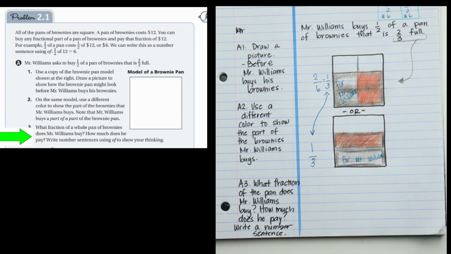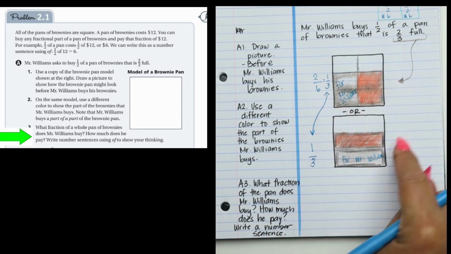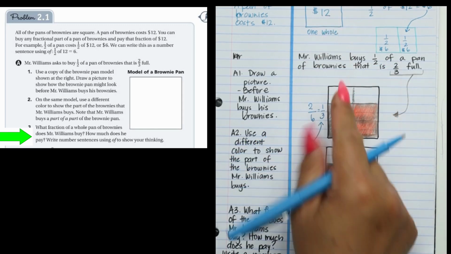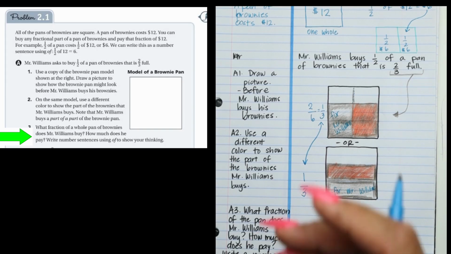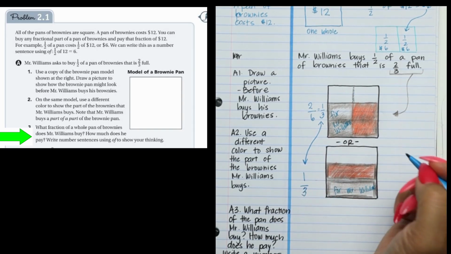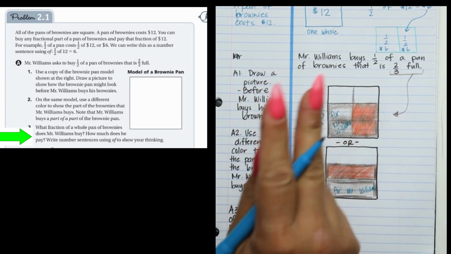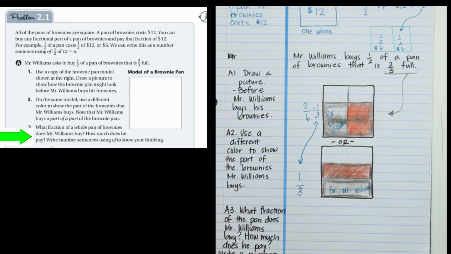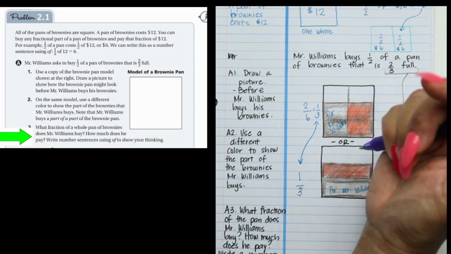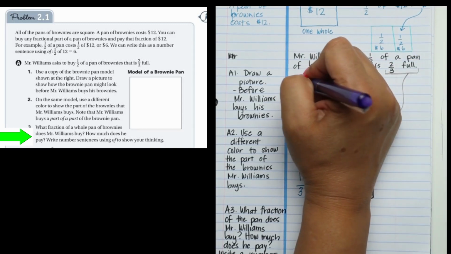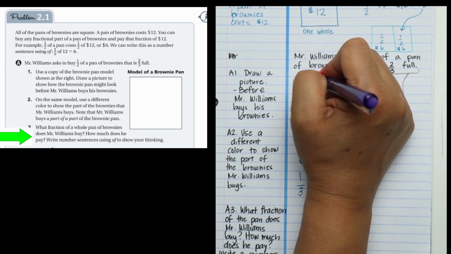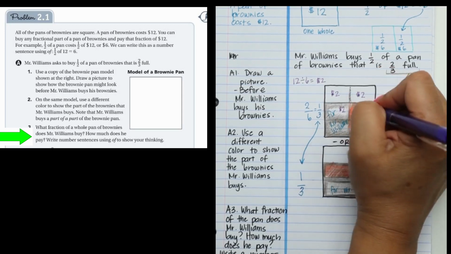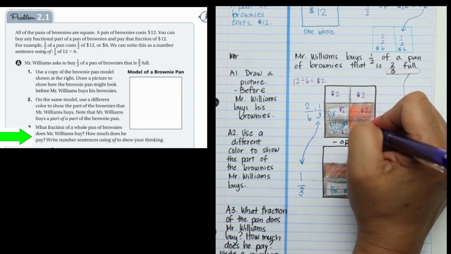Now, how much does he pay? We know that this whole thing is $12. So if there are 6 slices and it costs $12, how much is each slice? Or we can also say, what's 1/3 of $12? So there's 2 ways you can do this. You can either write how much each slice is. If it is $12 divided by 6 slices, each slice is $2. So 2, 2, 2, 2, 2, and 2.